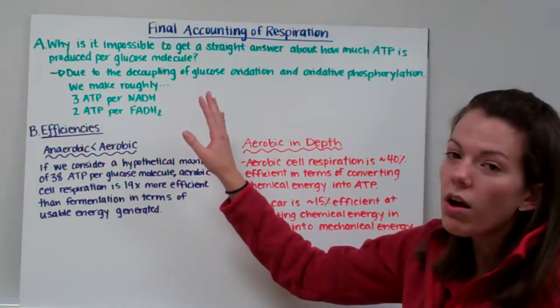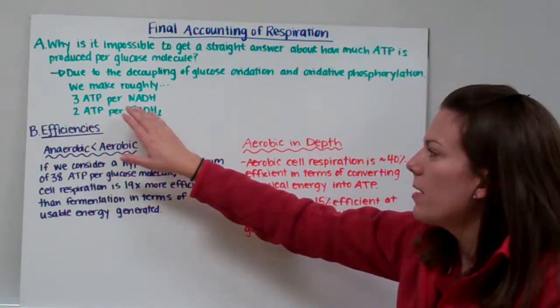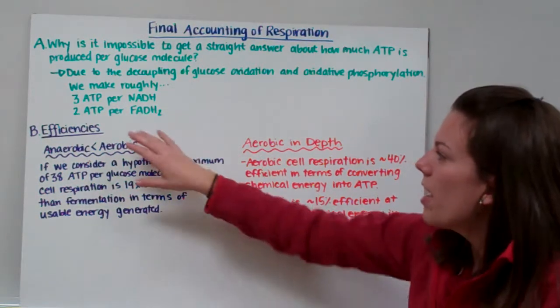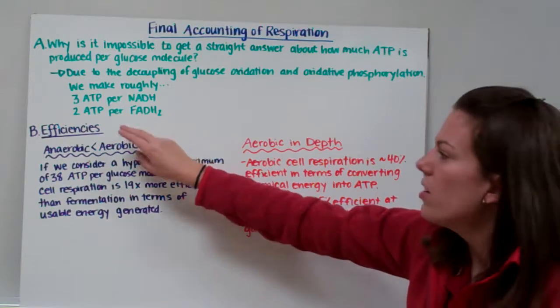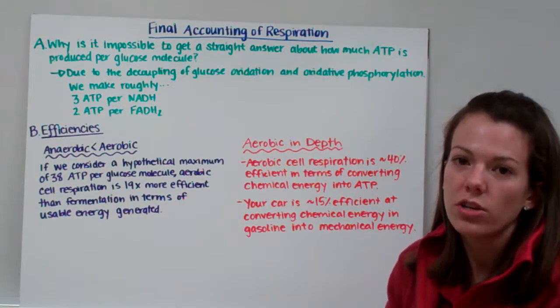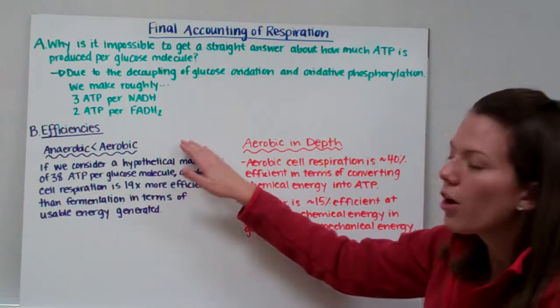So we make roughly 3 ATP per NADH. For each NADH, we make about 3 ATP. And for each FADH2, we make about 2 ATP, because FADH2 enters a little bit lower down in the electron transport chain. Let's look at our efficiency.